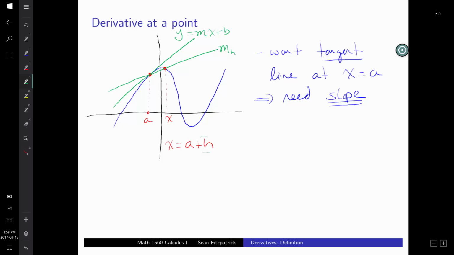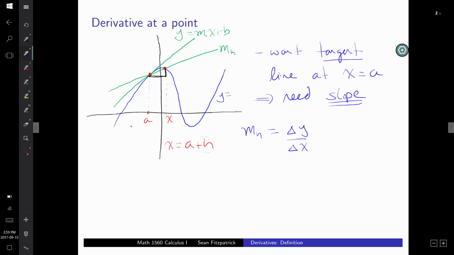Okay, because it depends on this number h. So what is this slope m_h? Well, we've got 2 points, and we know how to calculate slope if we've got 2 points. It's rise over run, right? We calculate the change in x, and we calculate the change in y, and it's delta y over delta x. Okay, but these 2 points are on the graph.